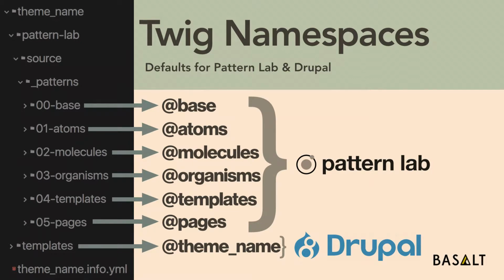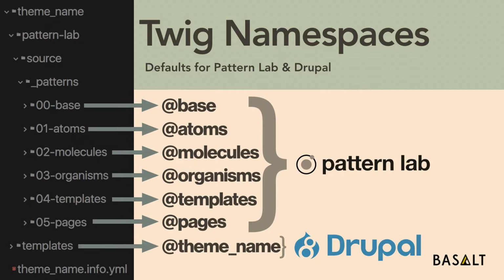These are the defaults for Pattern Lab. All of the folders right inside the patterns folder get that little number stripped off, and then you can just use @ and get right to it. So literally, if I just put something after organisms and called it hi, I could use @hi/whatever Twig to get to it.